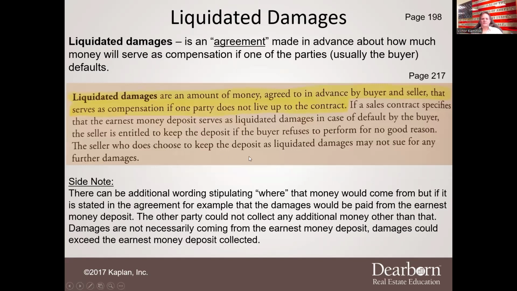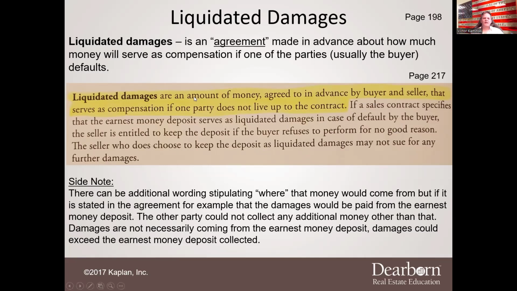Oh, before we do that, we have a term called liquidated damages here in between. We can also skip forward to page 217 and highlight the definition of liquidated damages, and then come back here to page 198, where we'll pick up. Let me know when you've highlighted this term and came back. Got it.